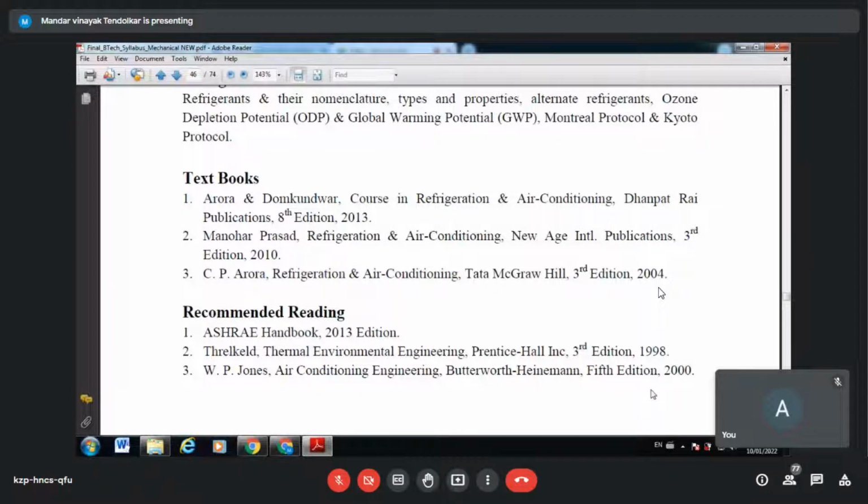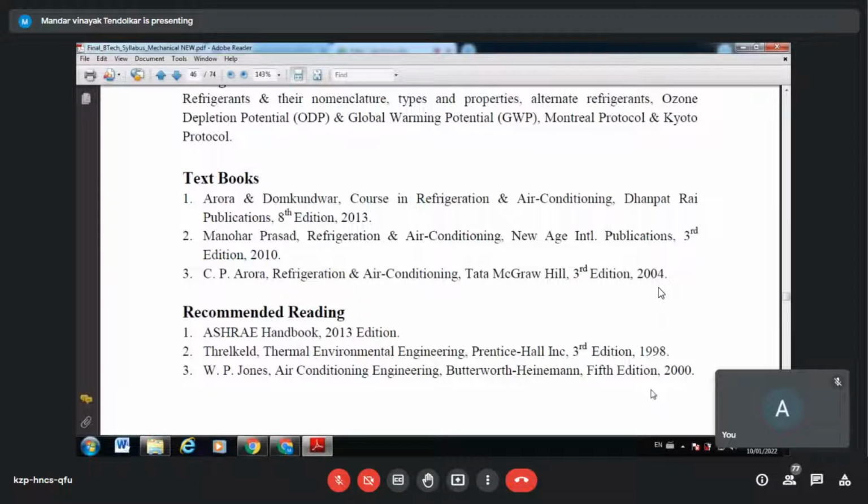Whereas Arora Domkundwar is a typical engineering book. There will be hundreds of solved numericals. So you select as per your choice. CP Arora is also the same, an IIT Delhi professor. Here also there is a little coverage of numericals, maybe a maximum of 4 or 5 solved, and hundreds of numericals unsolved. Fine. Now these three books will cover the majority of the portion.